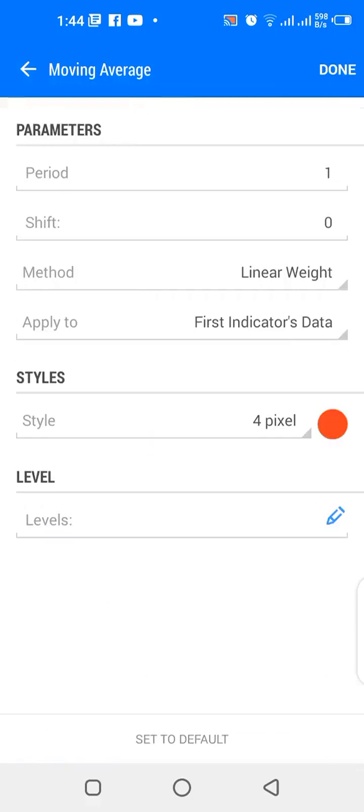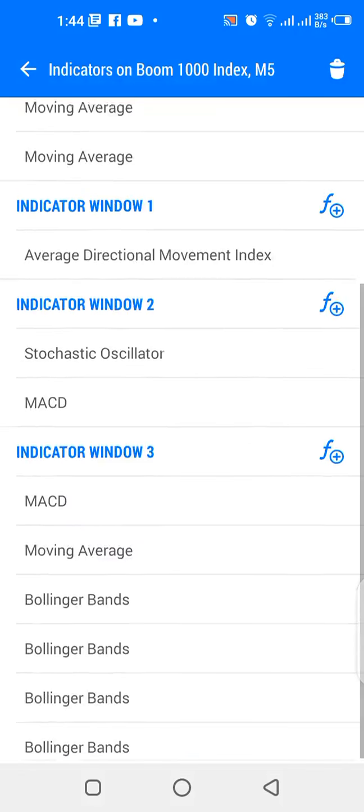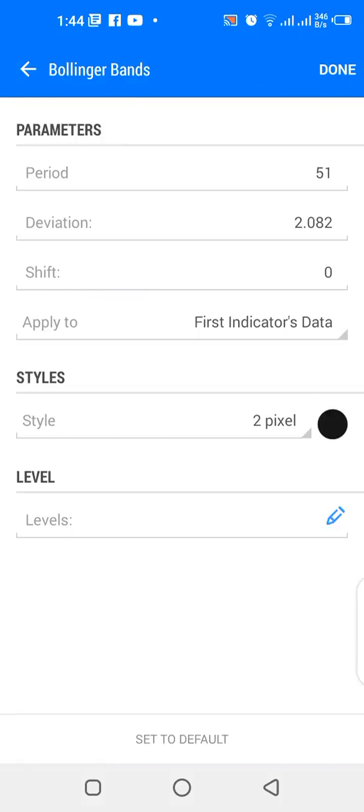Then the moving average, you have 1 period. Shift is 0. Method is linear weighted. Apply to first indicator's data. Color is red. Then you have Bollinger Bands. The first one is 51 period. Deviation is 2.082. Shift is 0. Apply to first indicator's data.